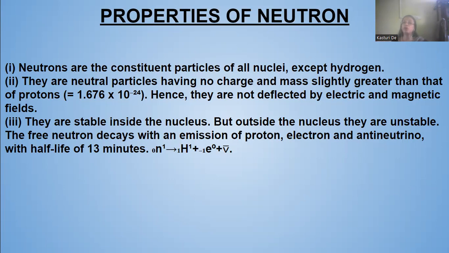The free neutron, when it comes outside the nucleus, is unstable. This free neutron decays with the emission of a proton, an electron, and an antineutrino, with a half-life of 13 minutes.